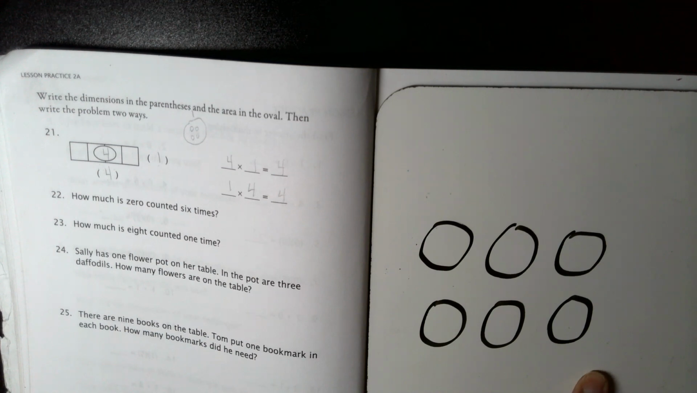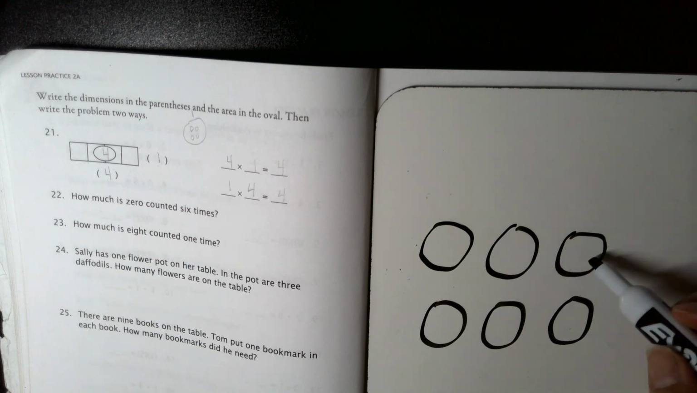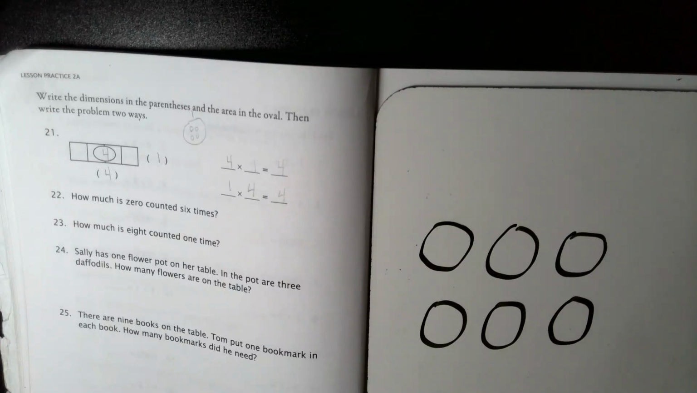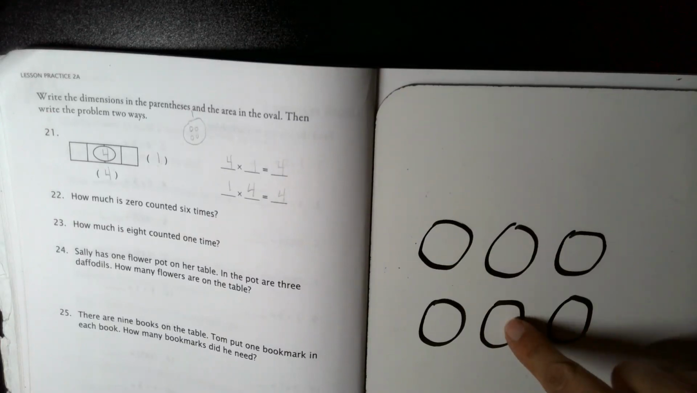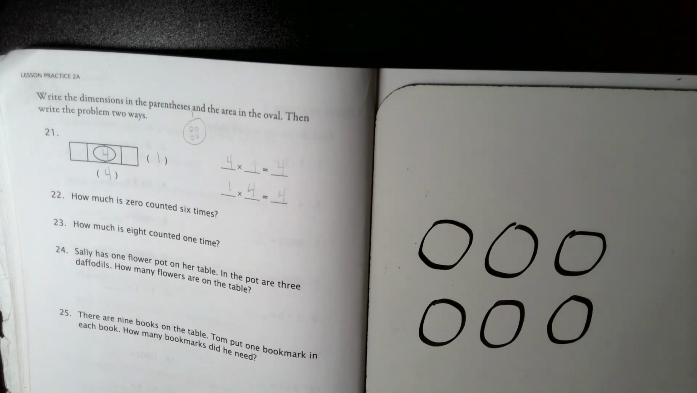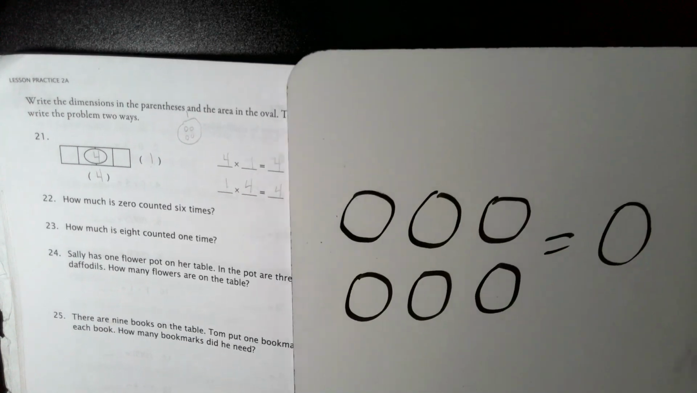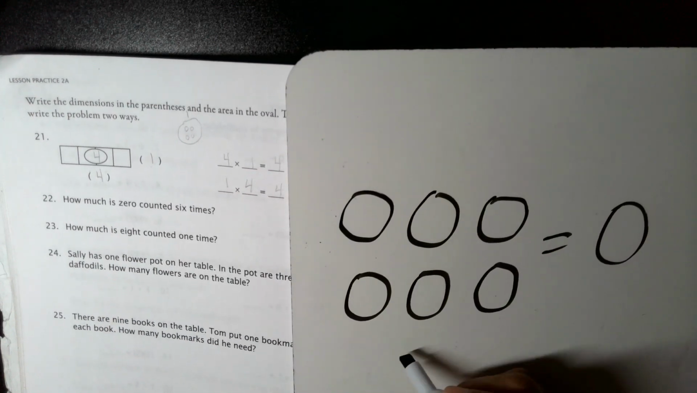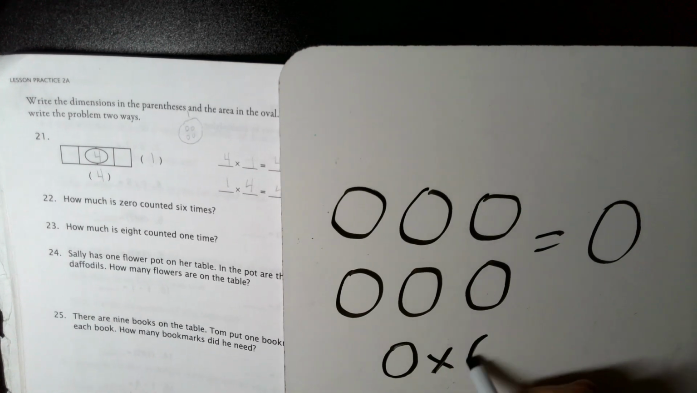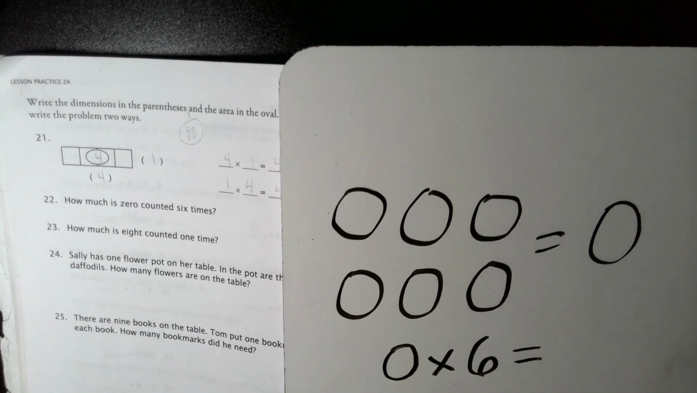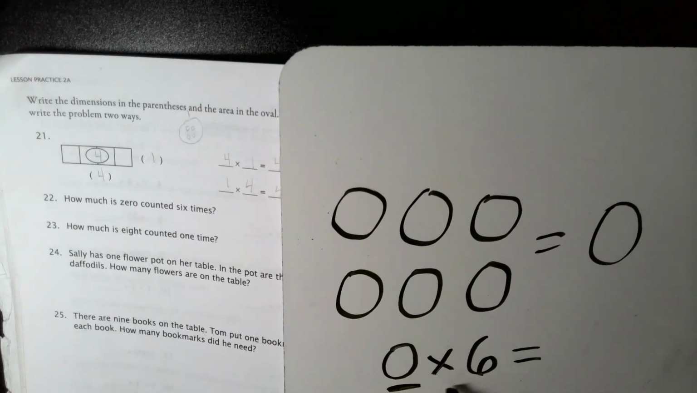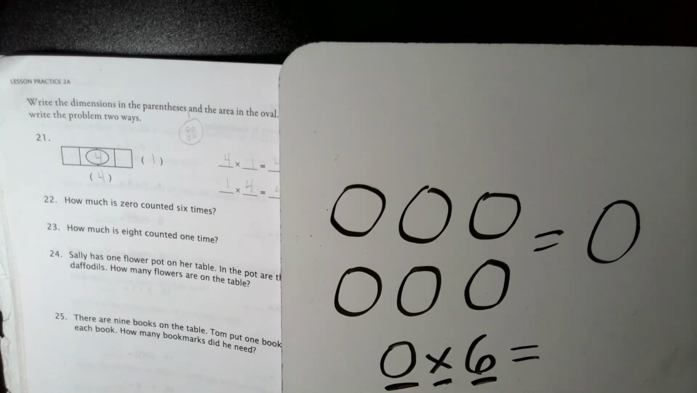Okay, and we're counting what? 0. So we're counting nothing in there, nothing in there, nothing in there, there's nothing in that group, there's nothing in that group, and there's nothing in that group. So if we're looking for items in all 6 of these groups and there's nothing, then this equals a big nothing. So it really is just asking how much is 0 times 6. Okay, so 22 is asking how much is 0 counted 6 times. 0.